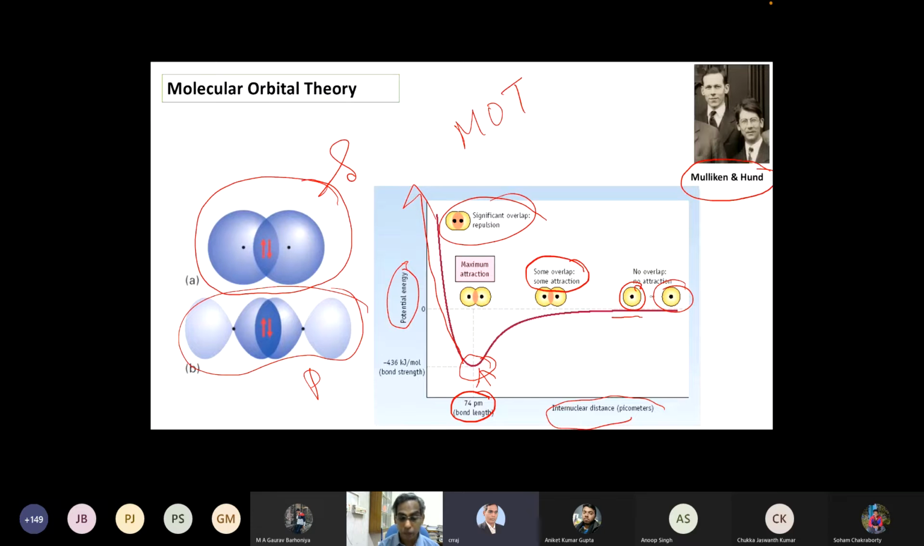Significant overlap. One doubt. So, this is a potential energy versus internuclear distance graph. Sir, if we take the derivative at any point, won't it give the magnitude of the restoring force? So at the point of the minima, won't the force be zero? So how can we say maximum attraction? So I was saying, if we take the derivative at any point, will we not get the force here?